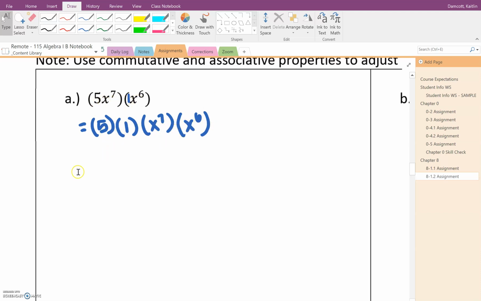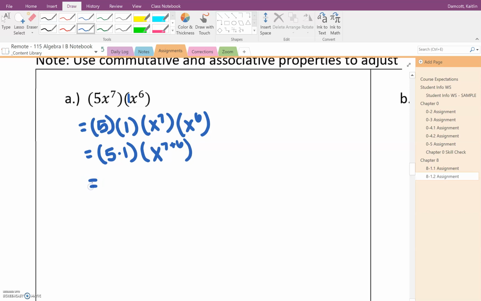So this is me just changing the order so that the numbers are together and the x's are together. Now that I've changed the order, I'm going to work on the grouping. So I'm going to do 5 times 1, and I'm going to do this x to the 7th times x to the 6th. When you multiply powers that have the same base, all you're doing is adding your exponents. So the base stays the same, and you add the exponents 7 plus 6.